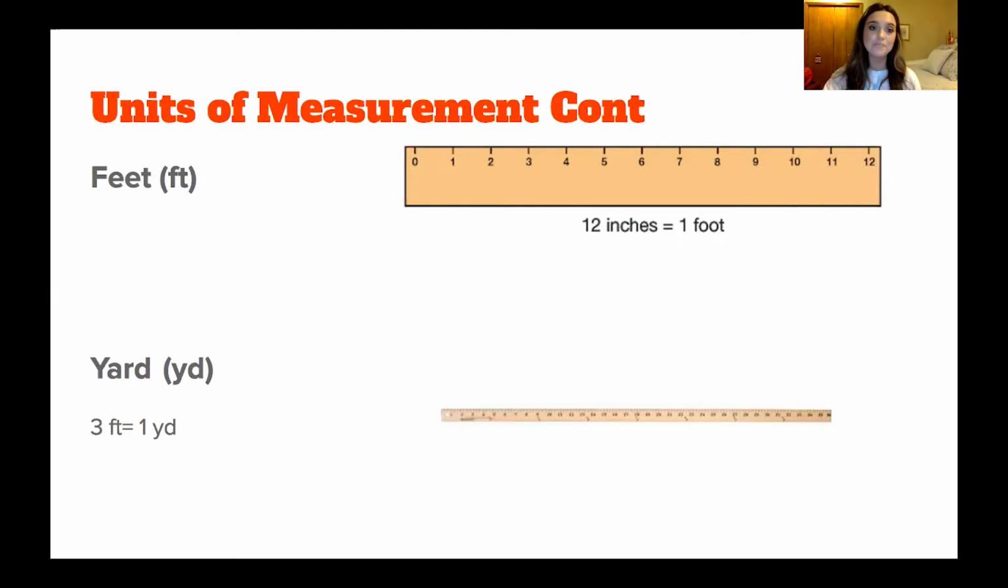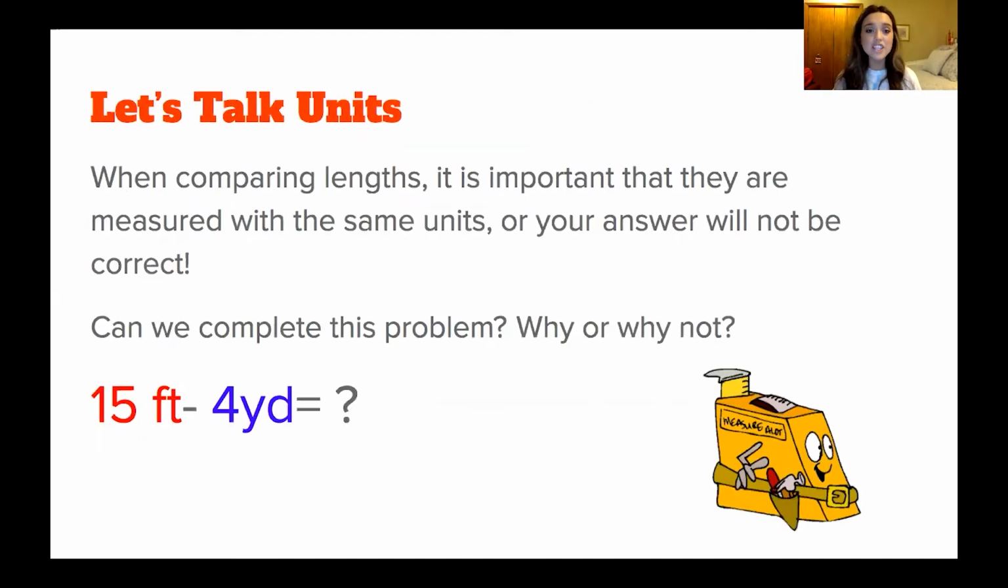All right, so now I just want to talk units, okay? When we are comparing lengths, it is important that they are measured in the same units or your answer will not be correct. Let's look at this problem first. So we have 15 feet minus 4 yards, okay? 15 feet minus 4 yards.